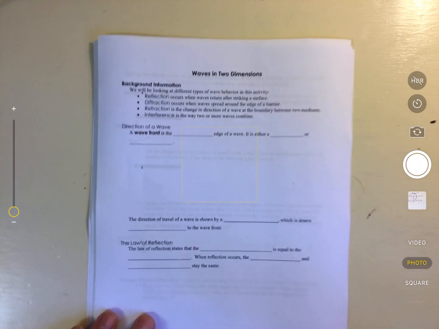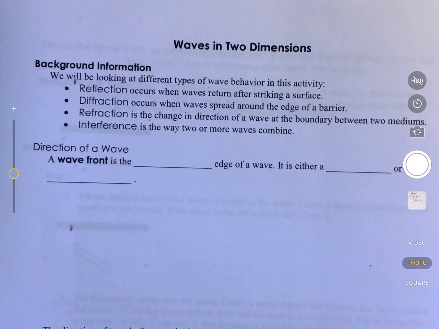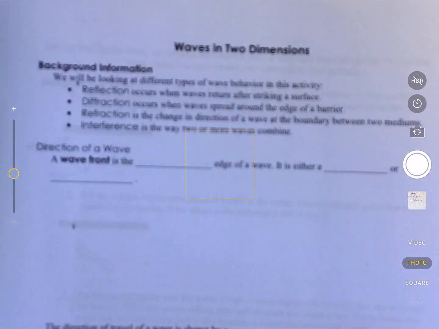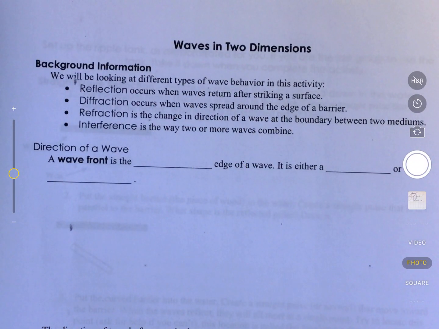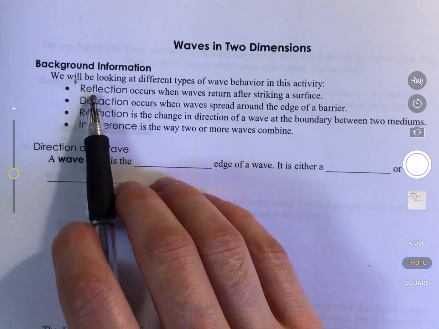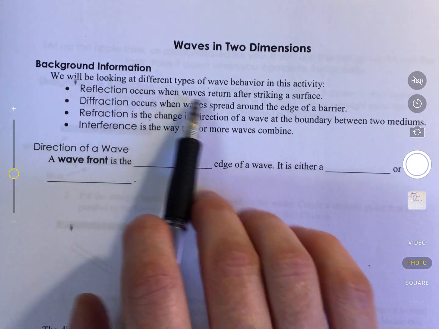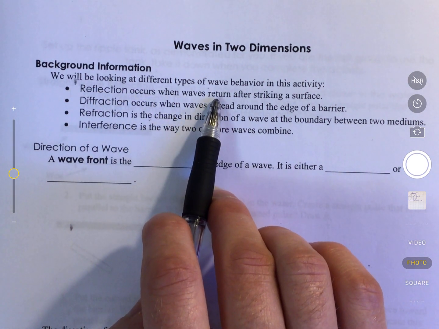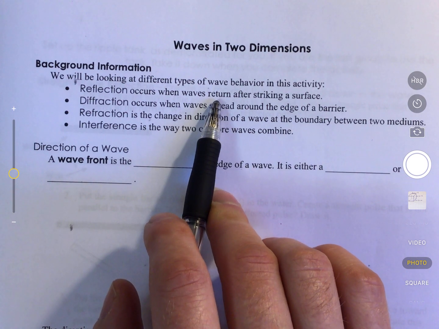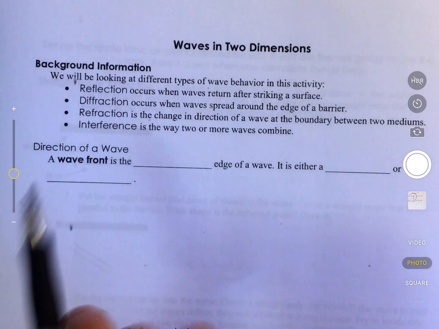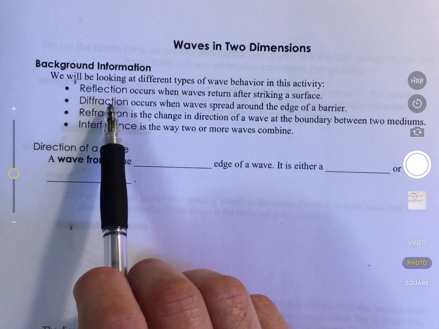The first thing I want to point out are these 4 different behaviors that waves have when they hit boundaries. One of them is a reflection, and I think that makes sense. A reflection happens when a wave returns after striking a surface. The best example is probably a mirror, but I'll show you some pictures in a second.